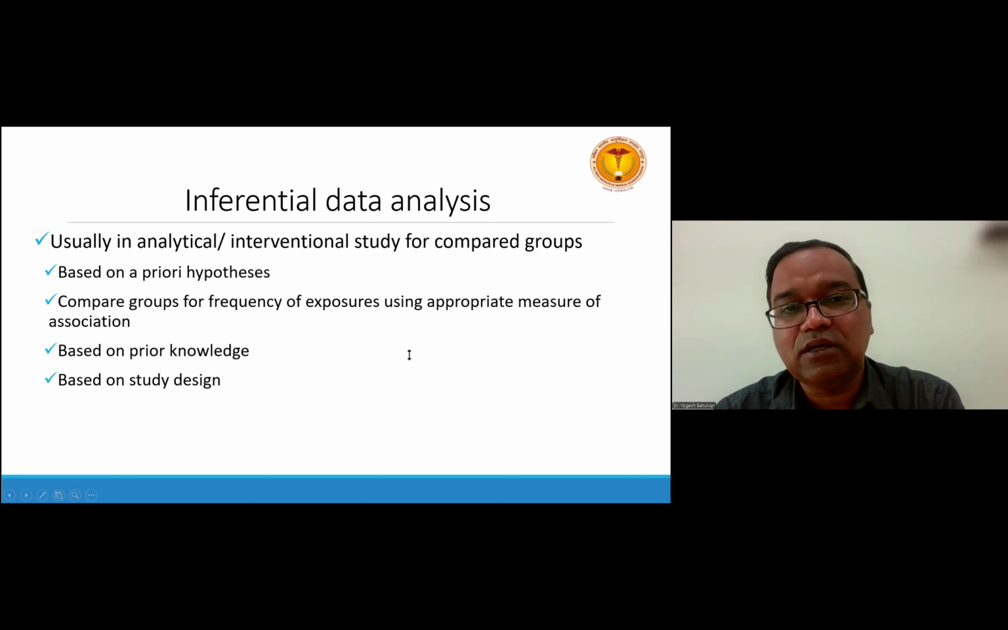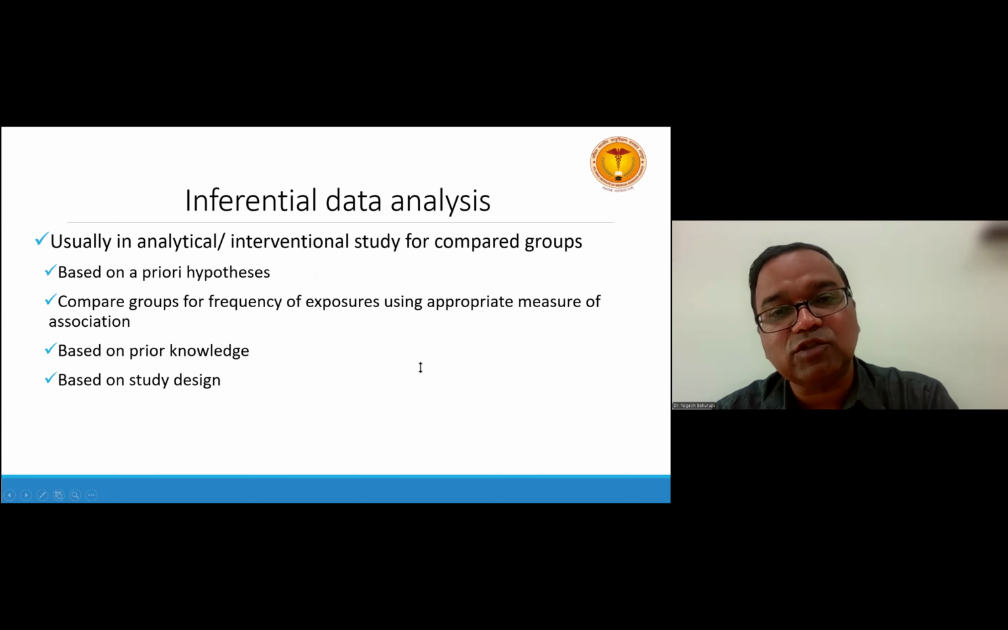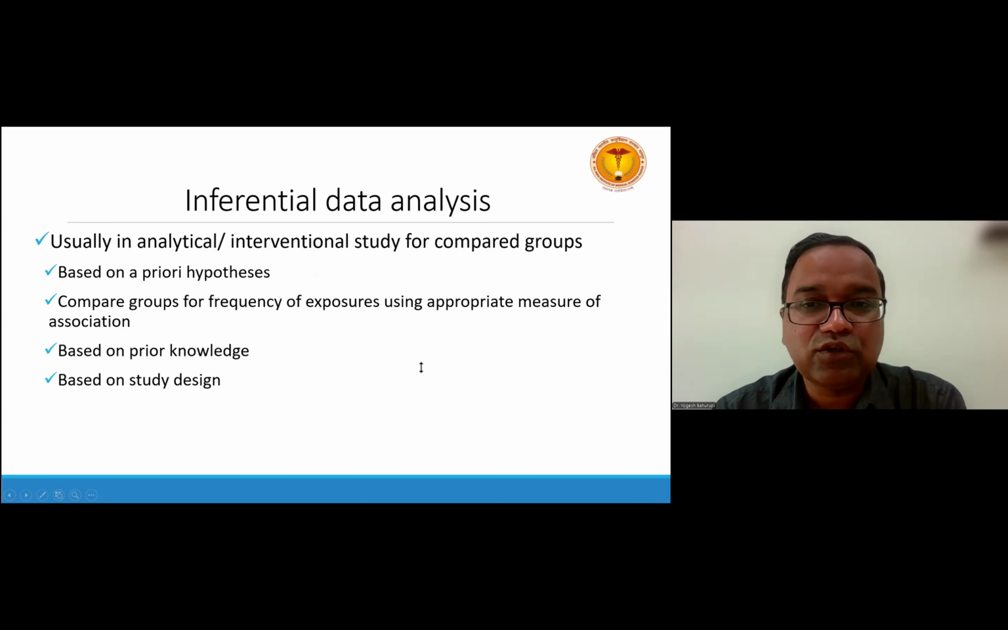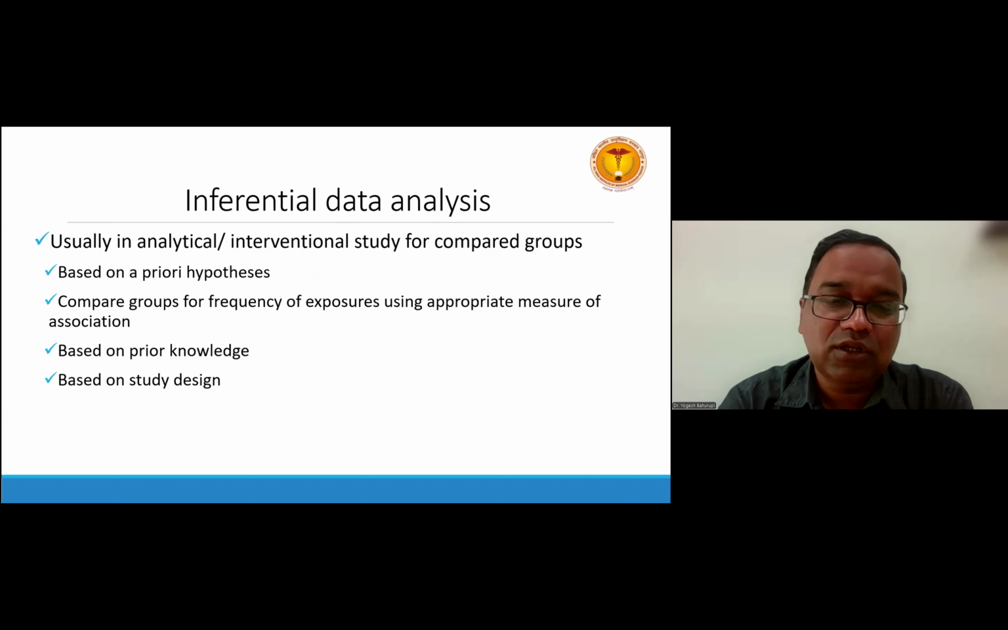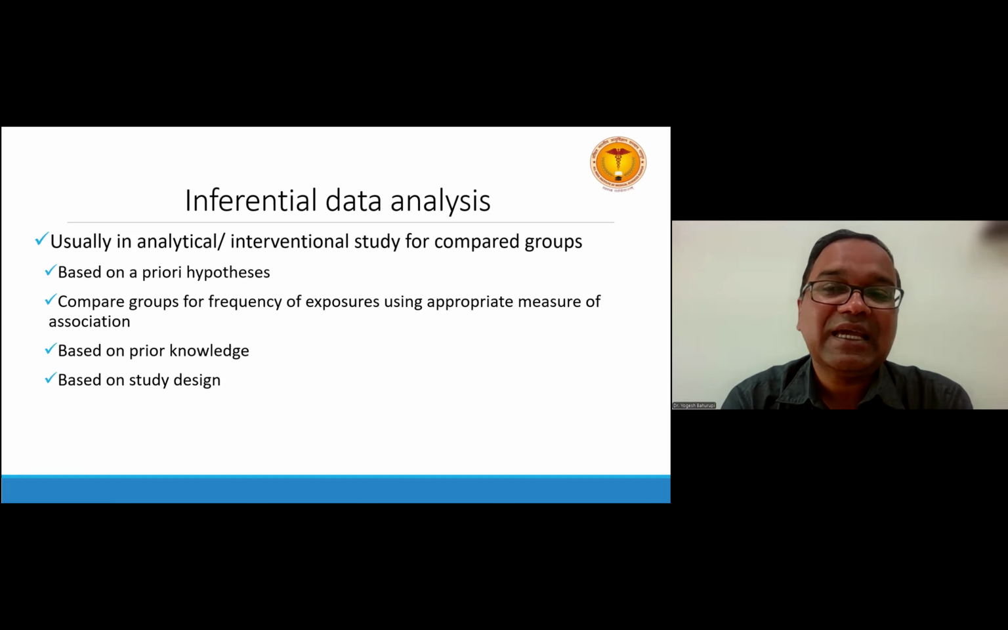Now coming to the next part, which is most important, inferential analysis. As I've already told you, this is the one which we most often look at. Now, where are we supposed to do an inferential data analysis? Whenever we are making a comparison between at least two groups. The two groups could be case and control, the exposed and non-exposed in a cohort study, the different two types in an analytical cross-sectional study, or intervention arm and control arm, or it could be something else.